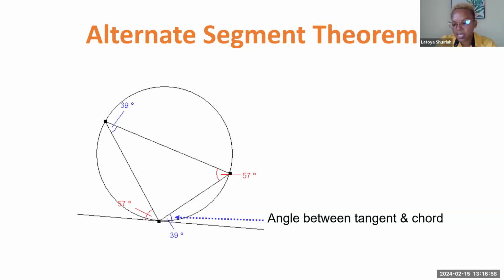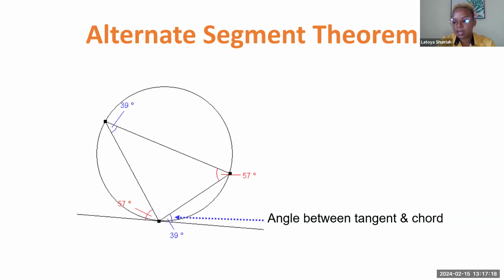No, it is not 90 degrees. Remember, it's only 90 with the radius. This is not a radius, this is a chord. It is equal to the opposite angle in the alternate segment.